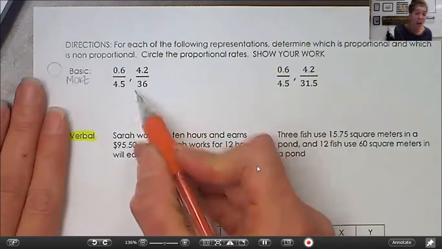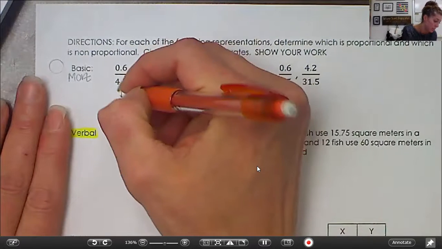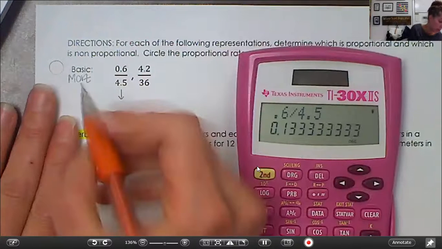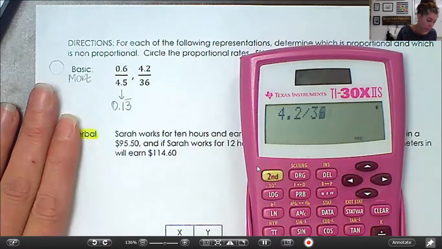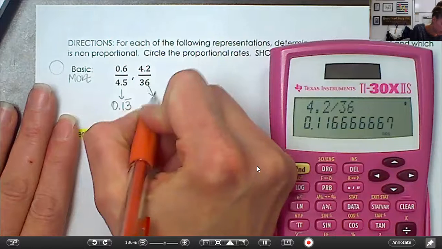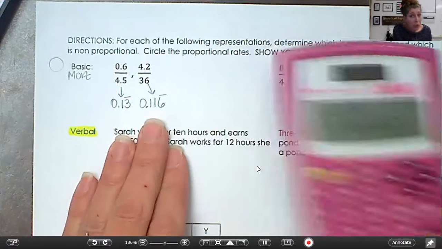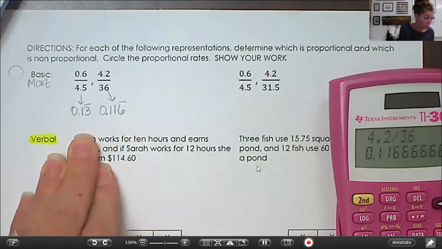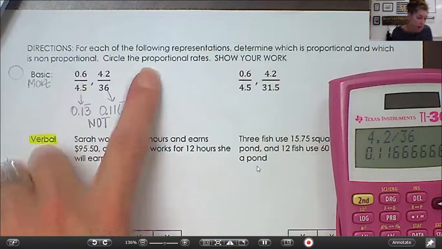So when I see some ugly numbers like this, I'm going to go ahead and just divide them. I'm literally going to divide 0.6 divided by 4.5 and write down that value. I'm going to see if it's the same for this one. It's not. Okay, so I'm going to hope that this one shows that it is proportional, because this one, I know, is not proportional. We're going to circle the ones that are.